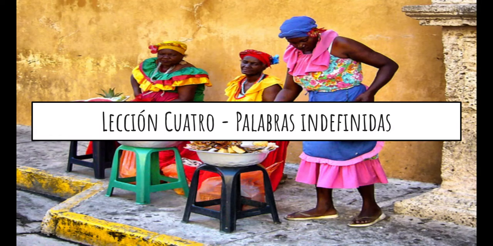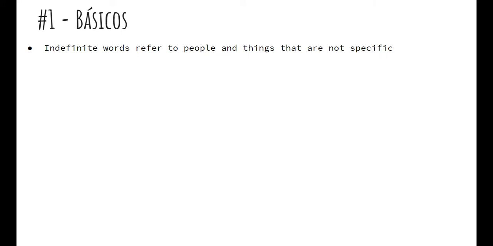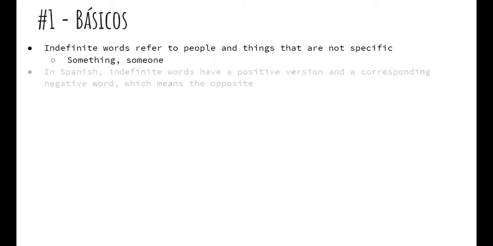Hola, vamos a aprender sobre lección 4, palabras indefinidas, indefinite words. So, indefinite words refer to people and things that are not specific. A few examples would be something or someone. Now, in Spanish, indefinite words have a positive version and a corresponding negative word that goes with it, which means the opposite.